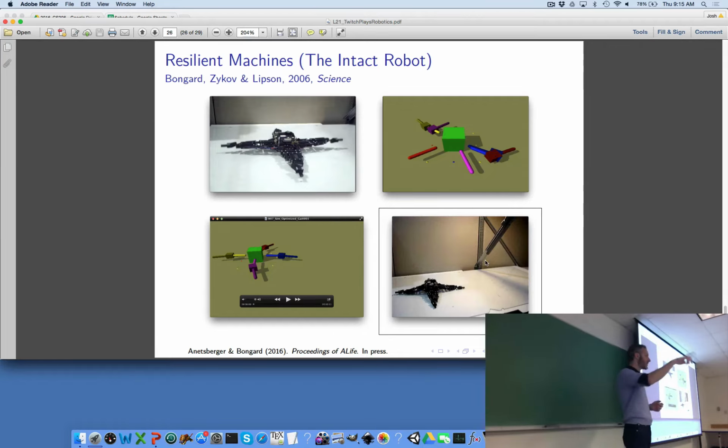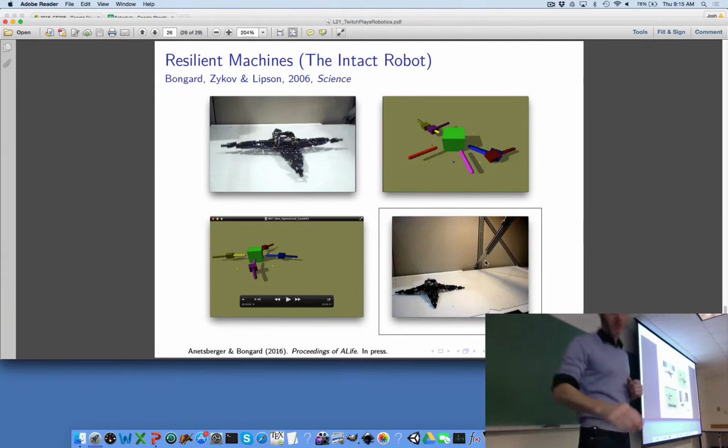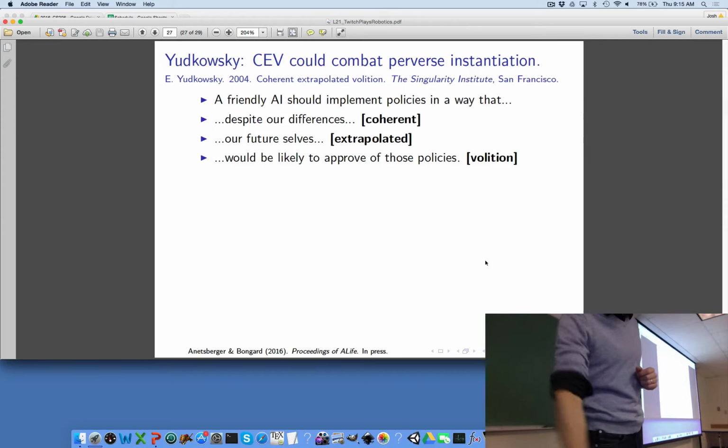You probably started to see this already in your 10th or 11th assignment, right? You're probably evolving robots now that maximize your fitness function, but not in ways that you were expecting. So this perverse instantiation issue, let's set aside superintelligent machines for a moment, is a real issue as we move forward into autonomous robotics.